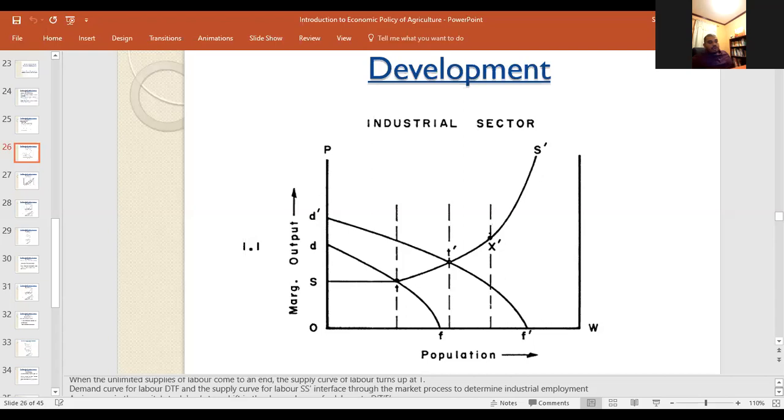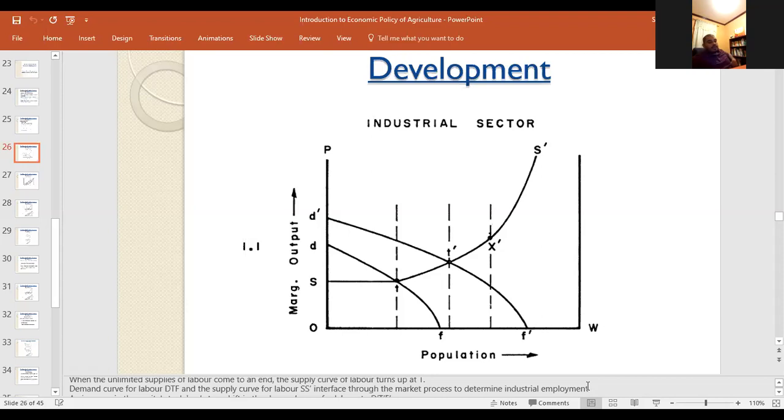Now, an interface obviously occurs here in the similar way that the market economy occurs, where there is an interface between supply and demand. That's the demand curve for labor being represented by DTF, and that's the supply curve of labor being represented by ST, the only upward sloping curve there.